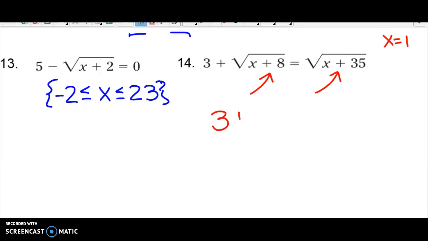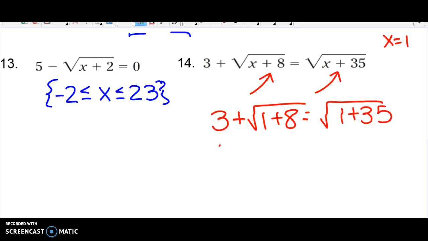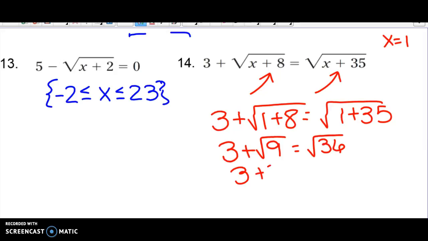So let's try it. 3 plus square root of 1 plus 8 is equal to the square root of 1 plus 35. So I've got 3 plus the square root, I'm doing every step, is equal to the square root of 36. This is 3 plus 3. Does that equal 6? Yes, it does. There you go. There's your answer.